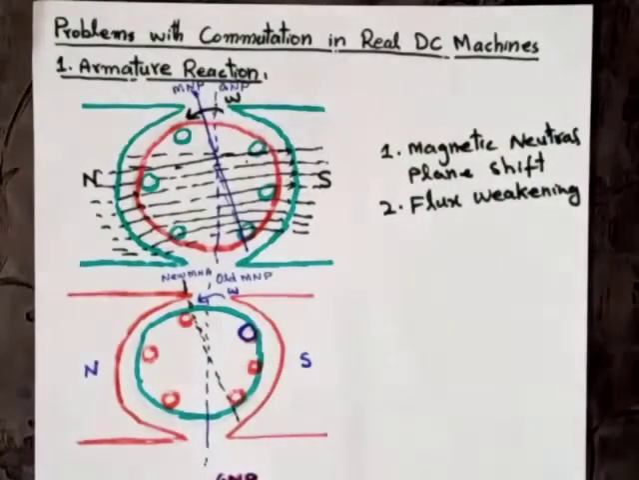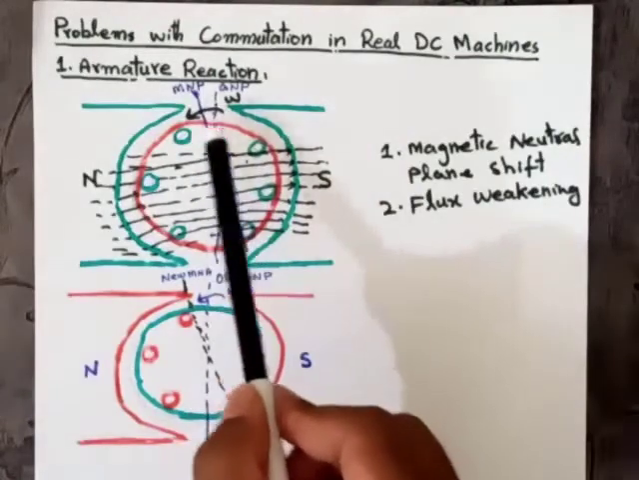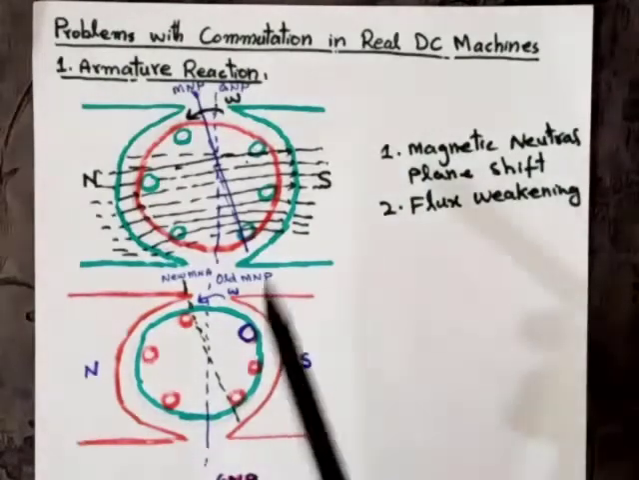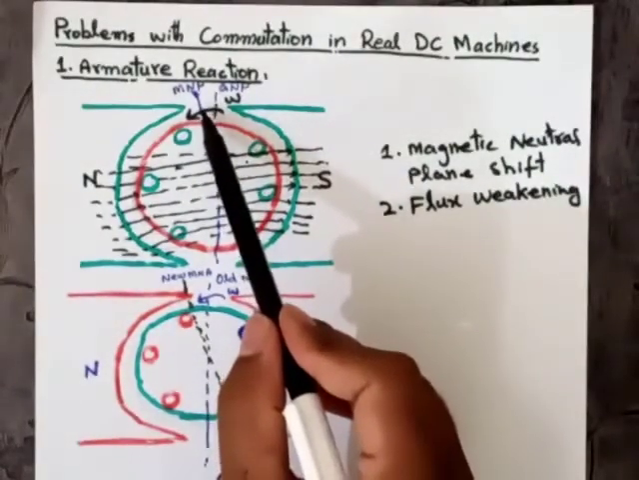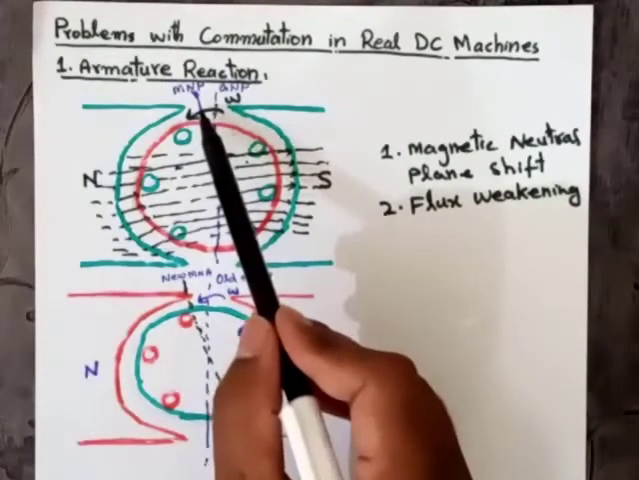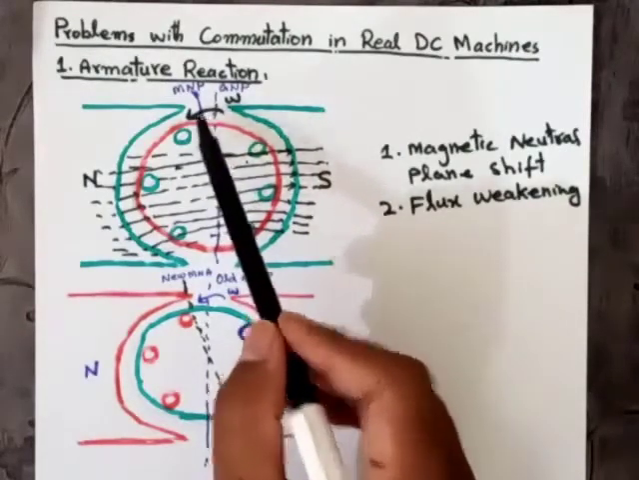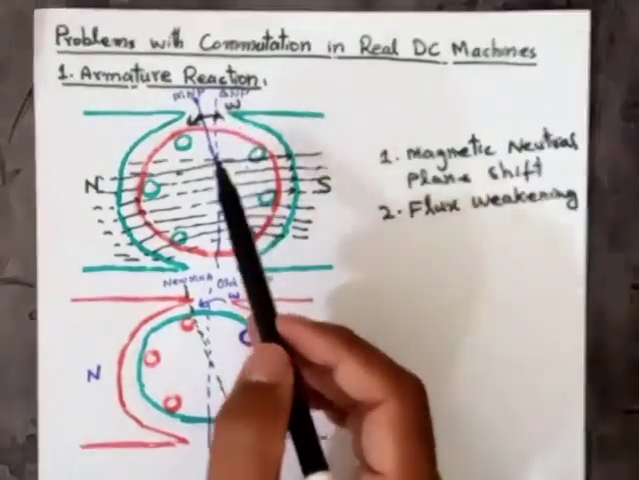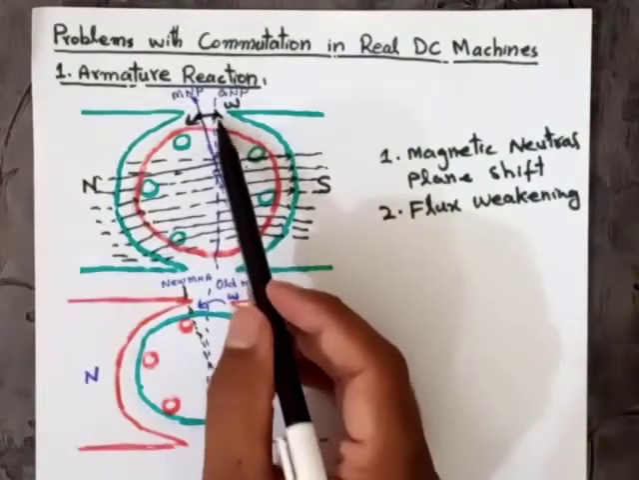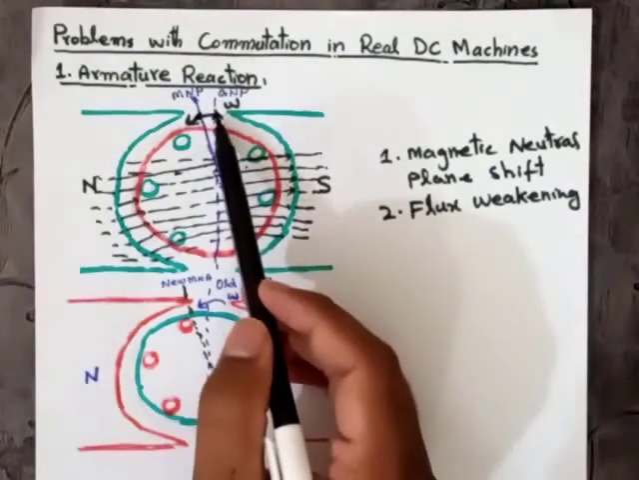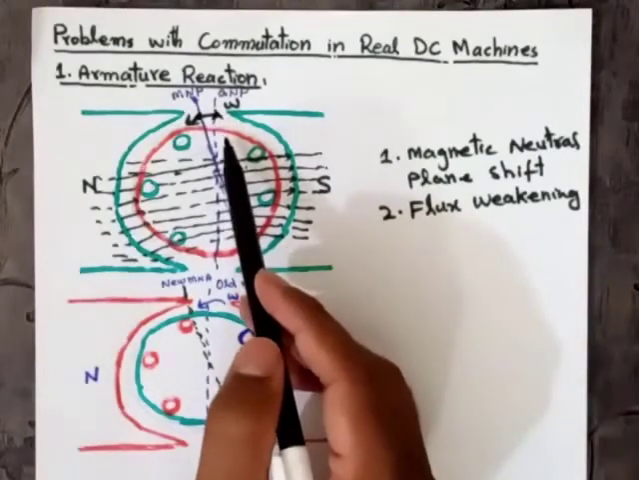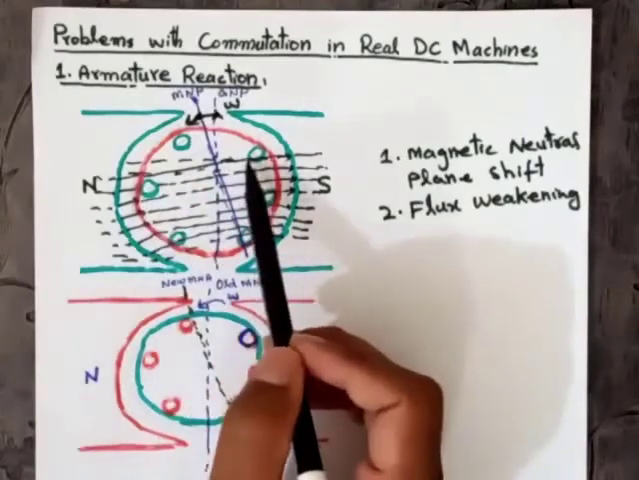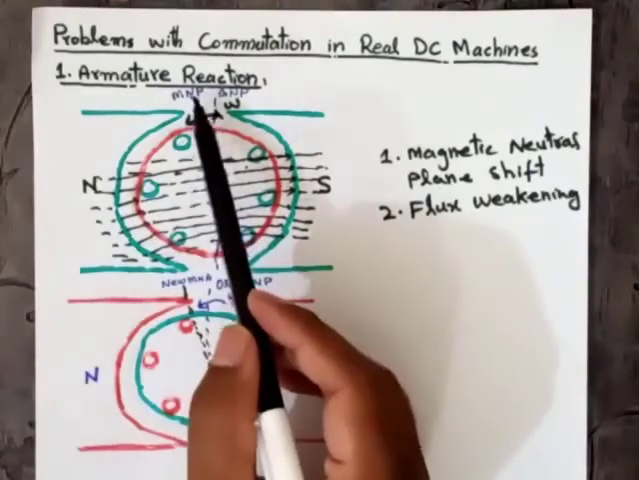Now, the magnetic neutral plane is shifted. At that point, as you can see in this figure, the direction of the velocity of rotation of the conductors and the direction of the magnetic field are both parallel. At the original position, the direction of the magnetic field and the rotation of the conductor is not parallel, because due to the armature field, the direction of the magnetic field is changed. Due to this, the magnetic neutral plane is shifted.